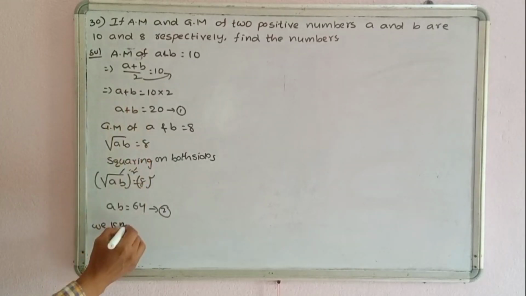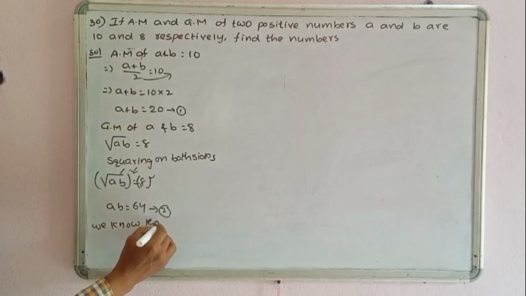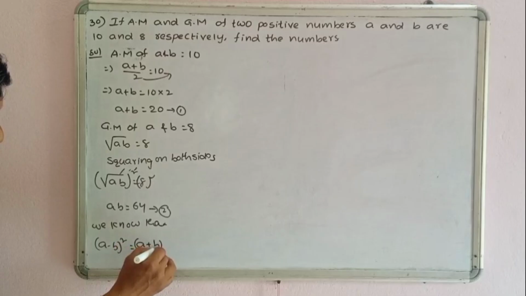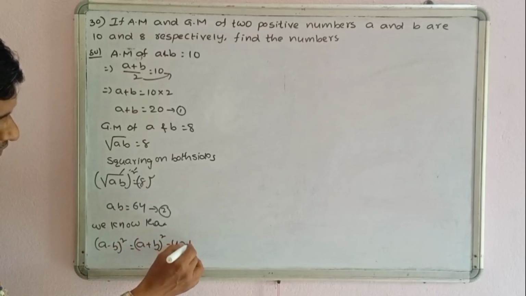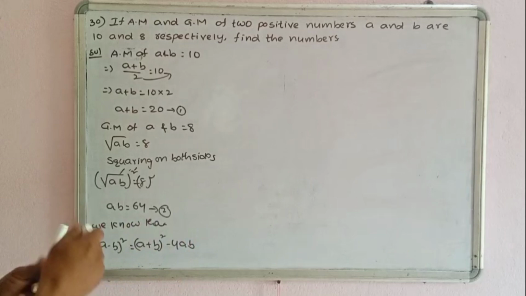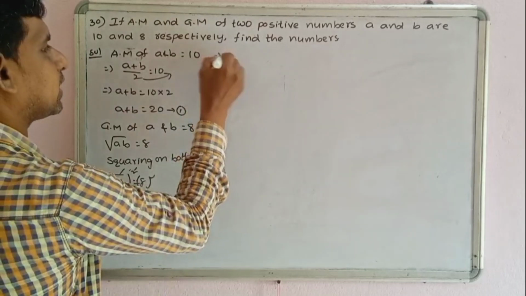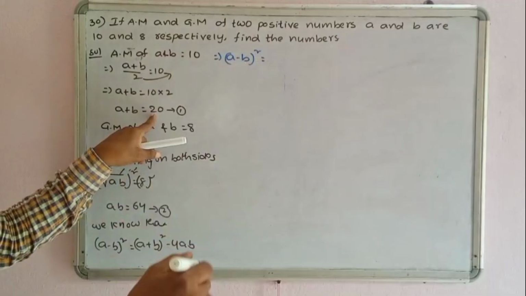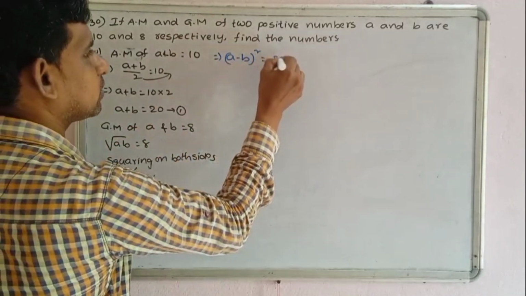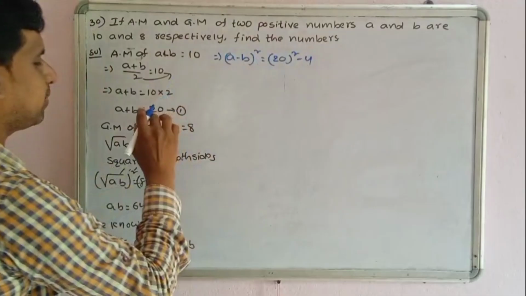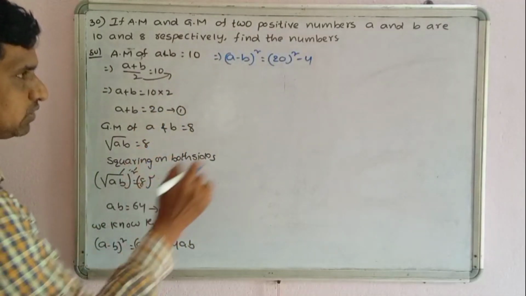Now we will find AB values only. We know that (A minus B) whole square. What is the formula? (A minus B) whole square equals (A plus B) whole square minus 4AB. This is the formula. So (A minus B) whole square equals (A plus B) squared, where the A plus B value is 20, so 20 square minus 4AB. Your AB value, how much? 64.